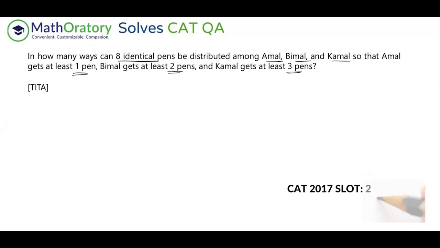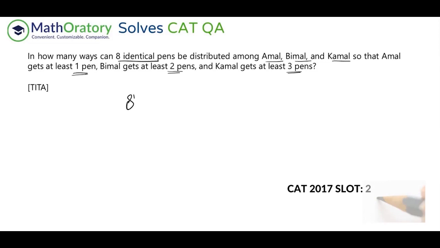Now the pens are identical in nature, so which pens are specifically given to a particular person doesn't matter, but the number of pens that goes to a particular person does matter. So first let us handle the constraint.